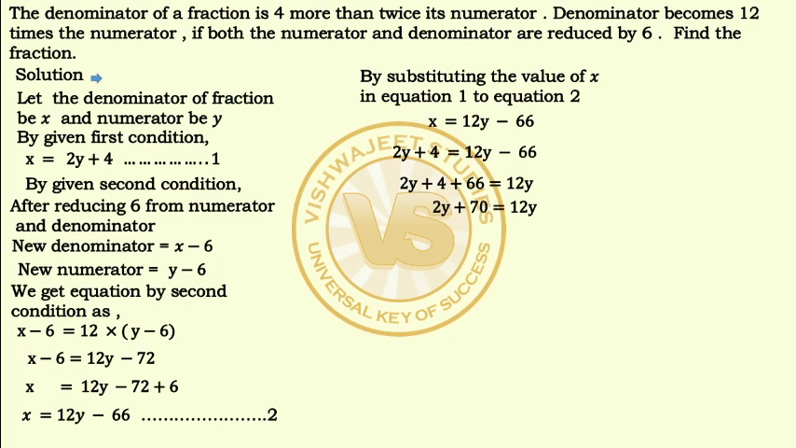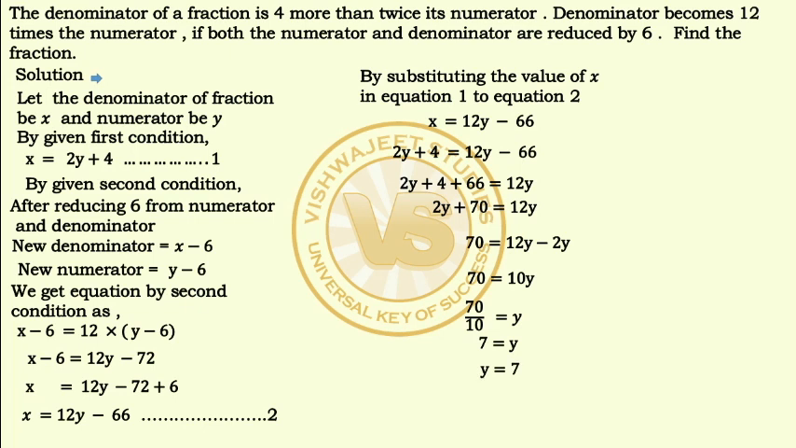After addition, we get 2y plus 70 is equal to 12y. Plus 2y, when it goes to the right hand side, will become negative 2y. So 70 is equal to 12y minus 2y. After subtraction, we get 70 is equal to 10y. We get the value of y by dividing 70 by 10, which is y is equal to 7.